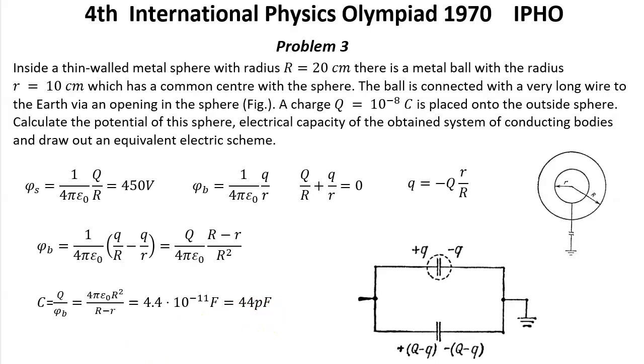And the last thing, the equivalent electric scheme consists of two parallel capacitors. The first one is a spherical one with a charge positive Q and negative Q at the plates, and the capacitor sphere-Earth with the charges positive big Q minus small q and negative big Q minus small q. So that will be our total electric scheme for this connection. So that was the solution for problem number 3.